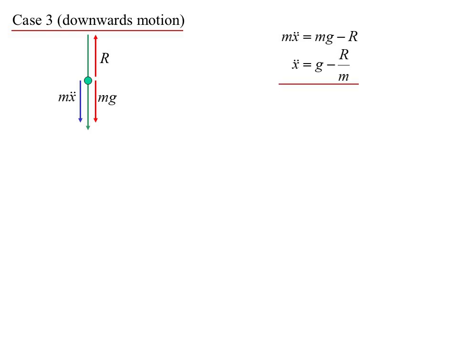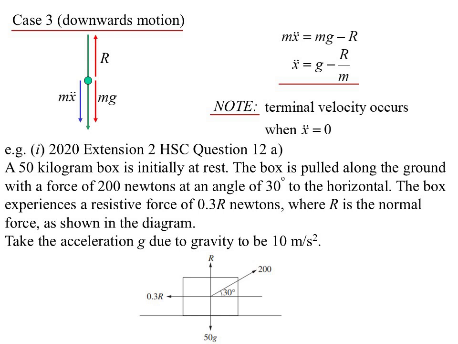When we talk about downward motion, there is this thing called terminal velocity. The simplest way of thinking about it is when the acceleration is equal to 0. The forces balance, is what we're saying. So the resultant force would be 0. Let's have a look at some questions.